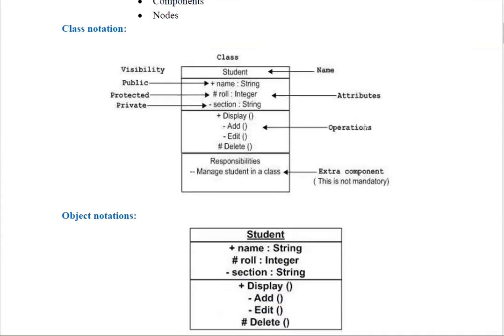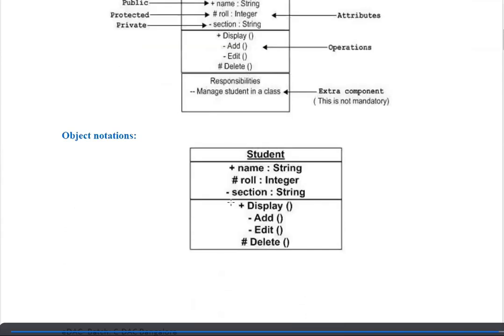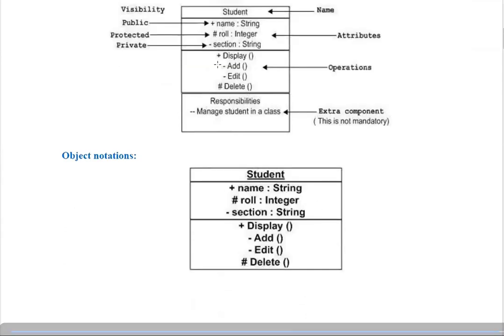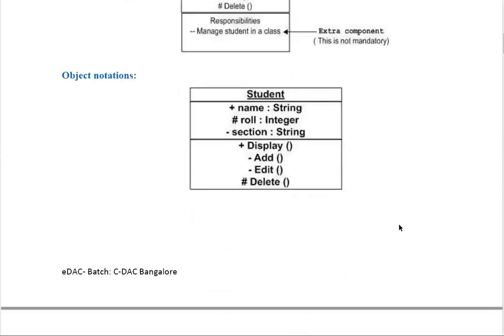Now comes object notation. This is the total class. Student is the object. You can see the underline here. This is the way you have to represent the objects.